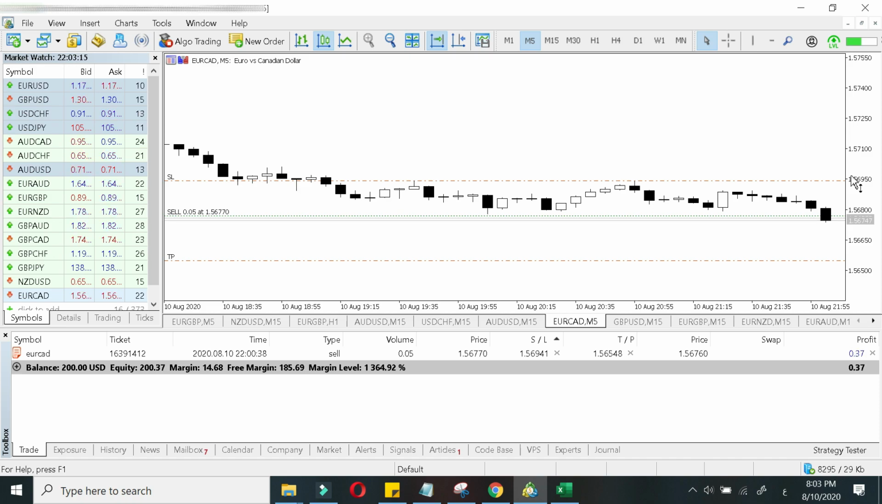We started seeing some profit as the price is heading slowly towards the take profit level. Are we gonna get to the take profit level today? Or we will have to wait till tomorrow? Let's continue watching to find out.